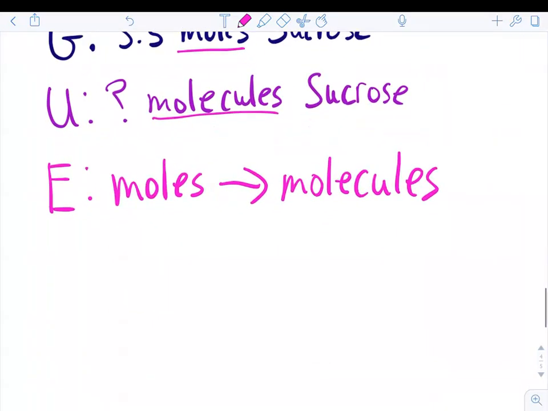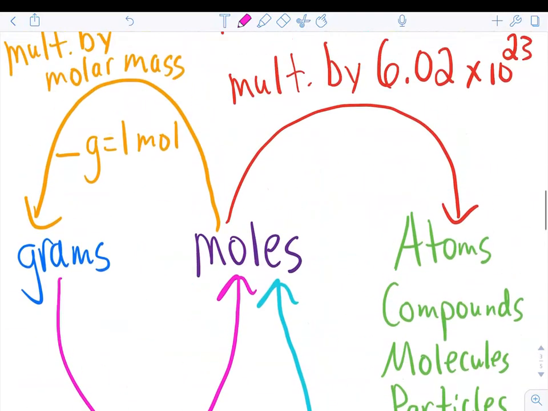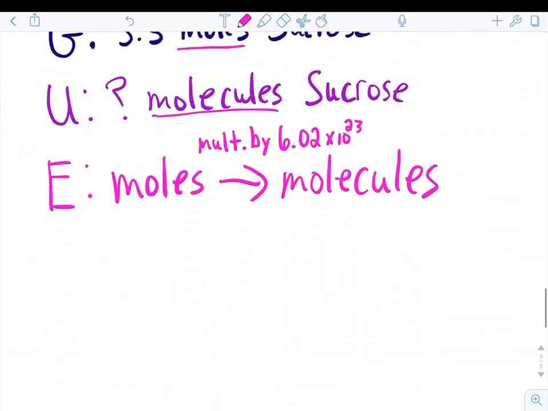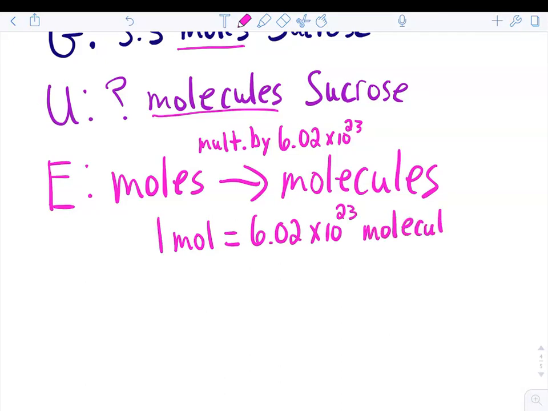Now, I like to write that above my arrow because whenever I multiply, that's where that 6.02 times 10 raised to the 23rd is going to go in my fraction. It's going to go on the top. So what that means is my conversion factor is going to be 1 mole equals 6.02 times 10 raised to the 23rd molecules. Okay.